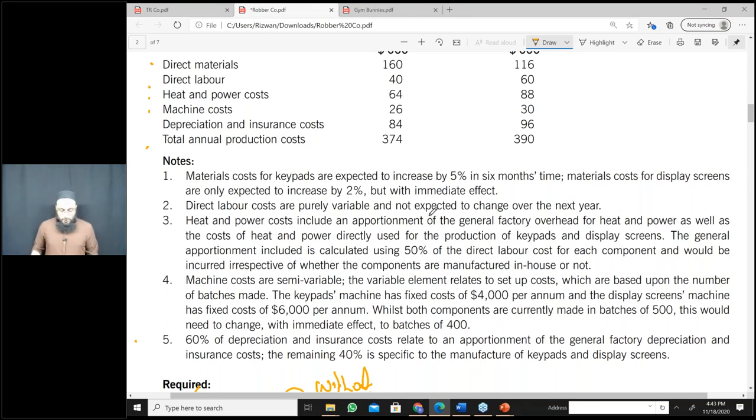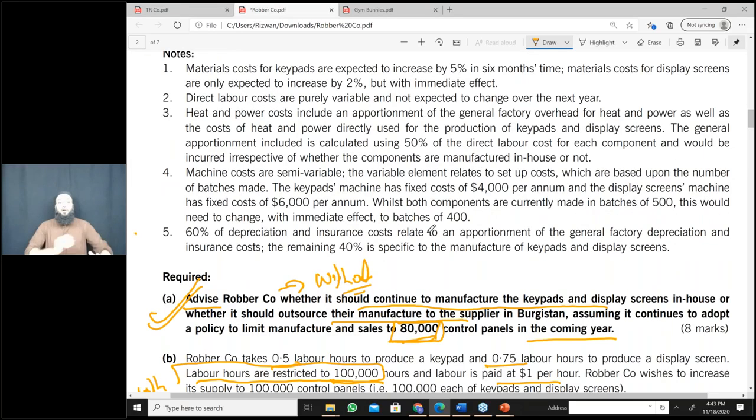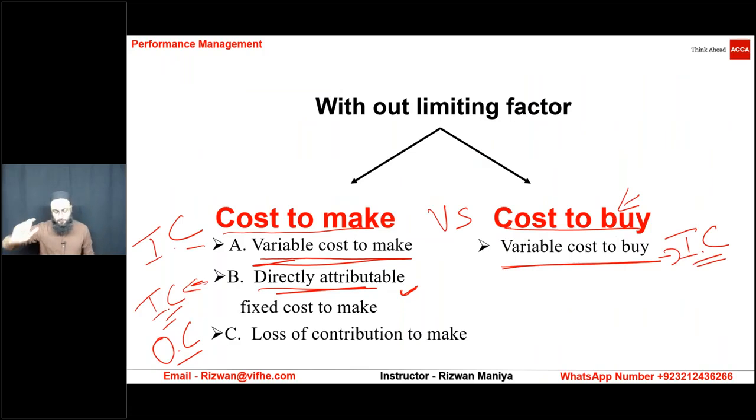So what we have to do is advise whether to continue making 80,000 keypads and display screen in-house or whether to outsource it. This is what we have to do, so do keep this in your mind. Our decision will be based on what? It will be based on cost to make versus cost to buy.